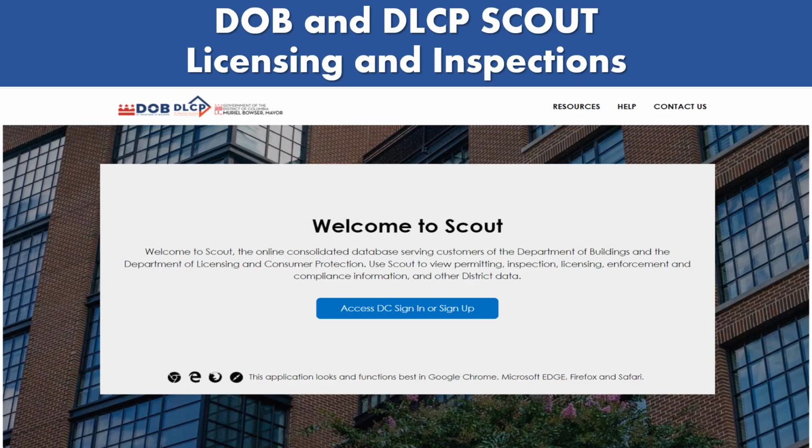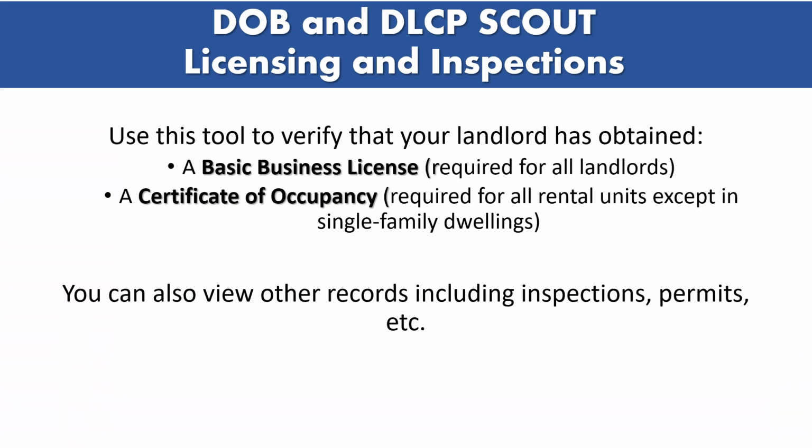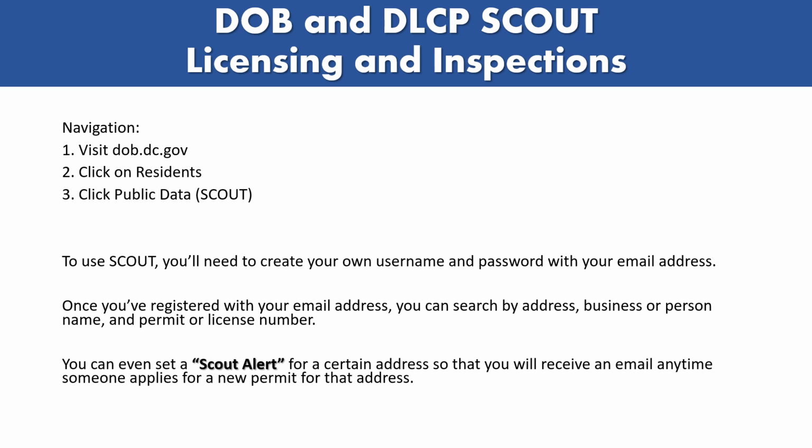Department of Buildings and Department of Licensing and Consumer Protection SCOUT Licensing and Inspections tool. Use this tool to verify that your landlord has obtained a basic business license required for all landlords and a certificate of occupancy required for all rental units except in single-family dwellings. You can also view other records including inspections and permits. To navigate, visit dob.dc.gov, click on Residents, click Public Data Scout.